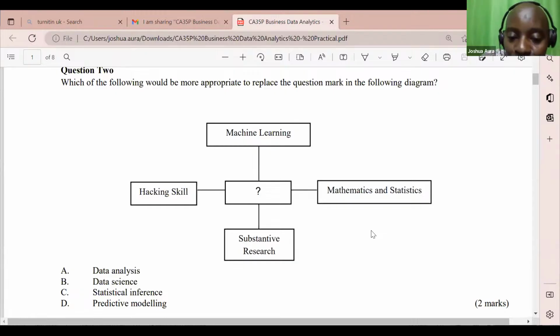Which one would you have chosen? Or if you did this exam, which one did you choose yourself? A is correct. A is the correct one.